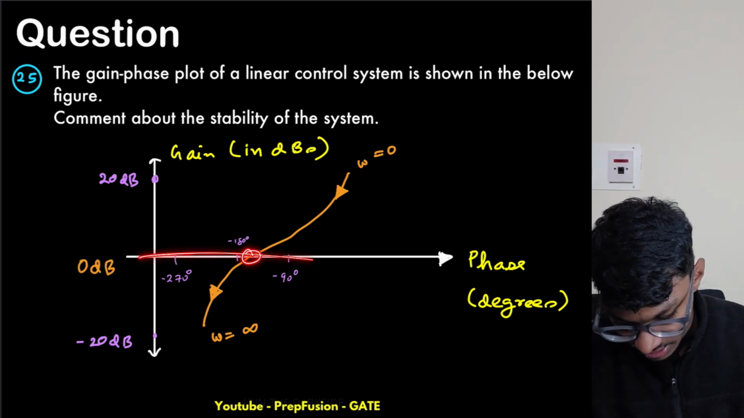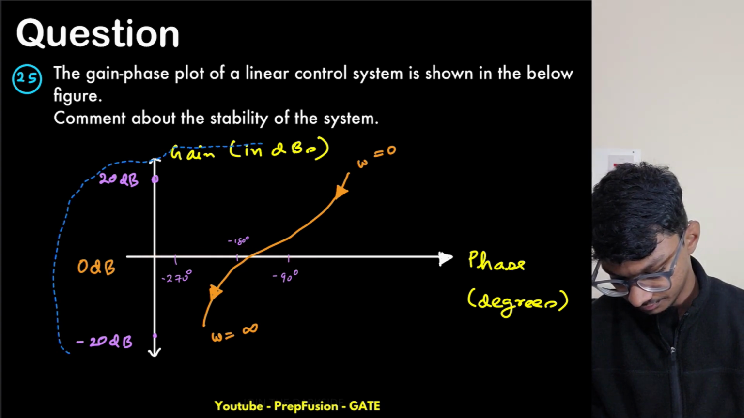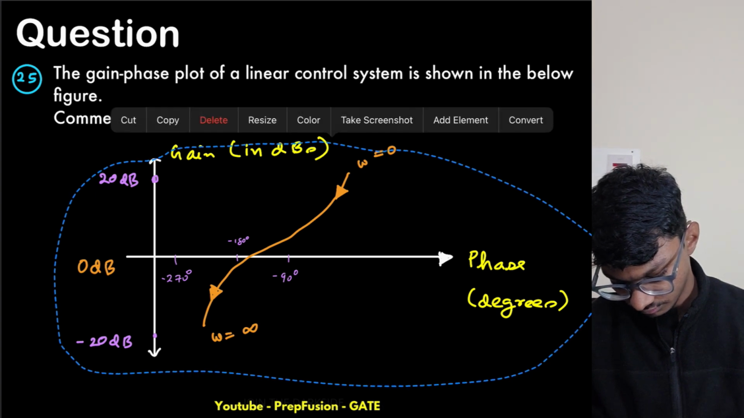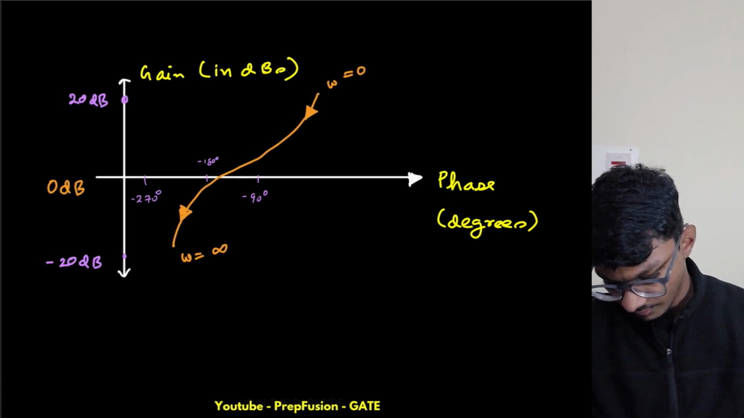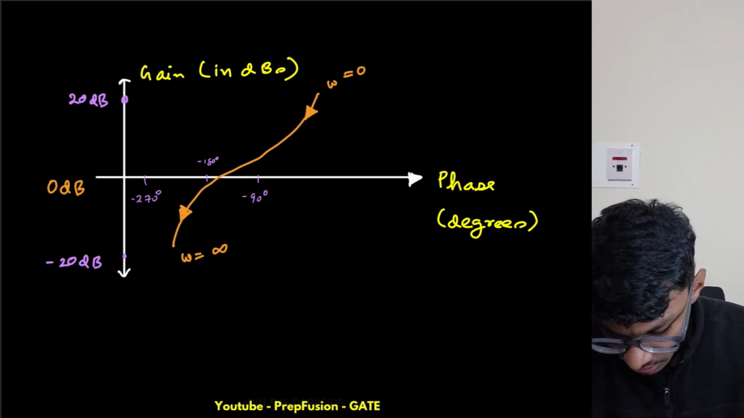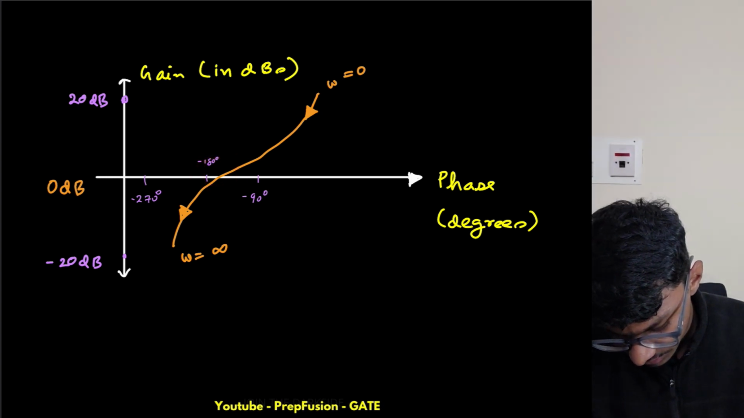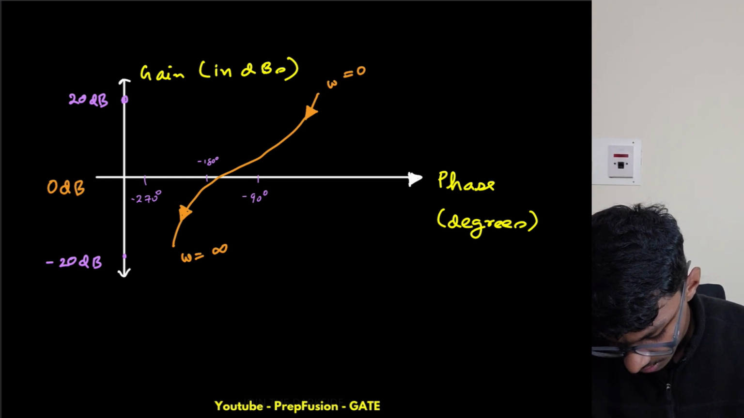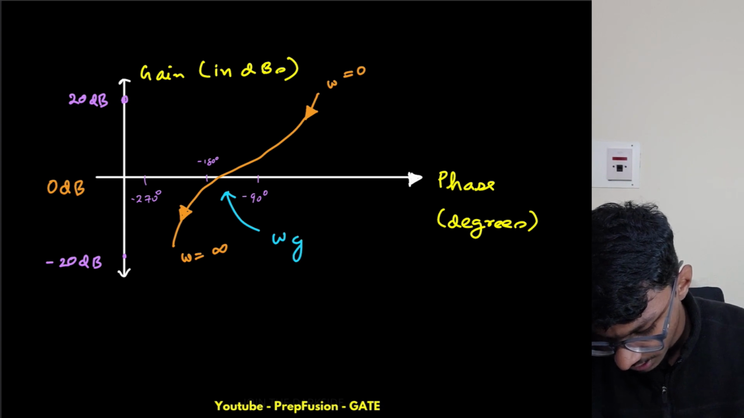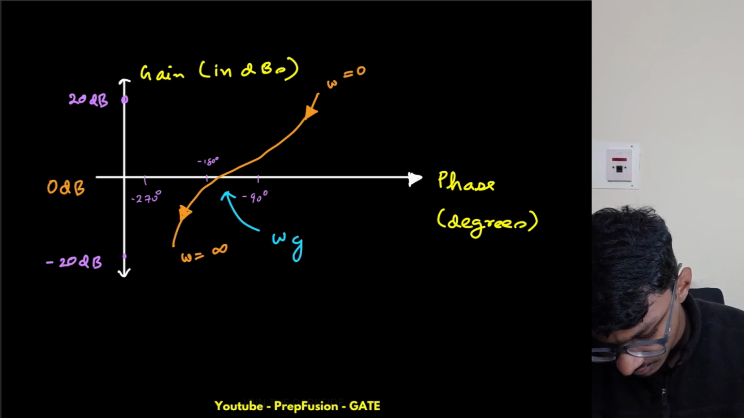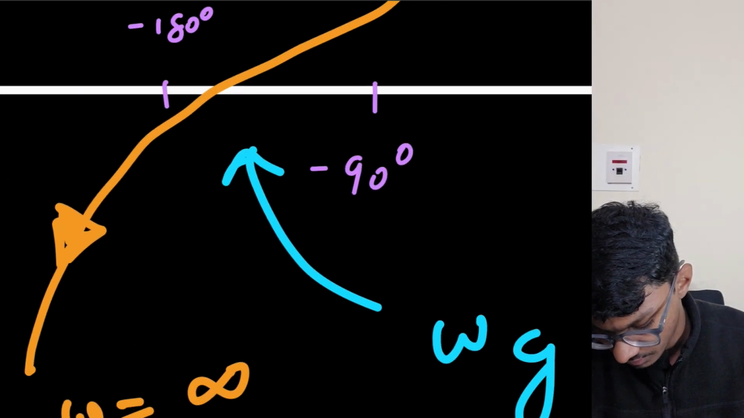So at this point, this is cutting the gain phase plot. So I will copy this one. So this is the 0 dB axis, and this is cutting the gain phase plot, right? So basically this point is the omega g. My gain is 1, and where is minus 180? Minus 180 is here, very near, right? So this will be an issue.